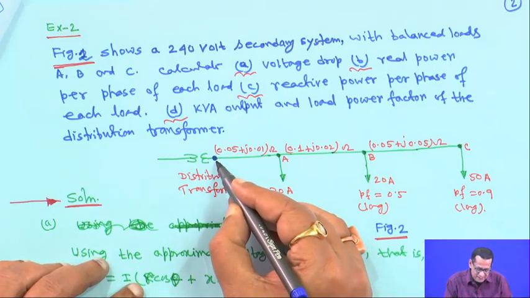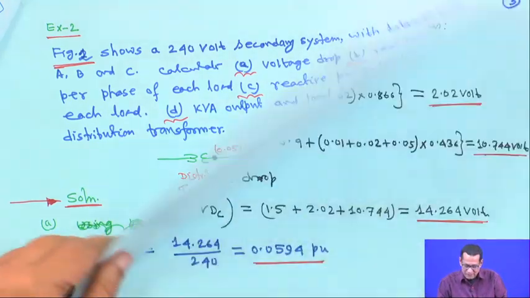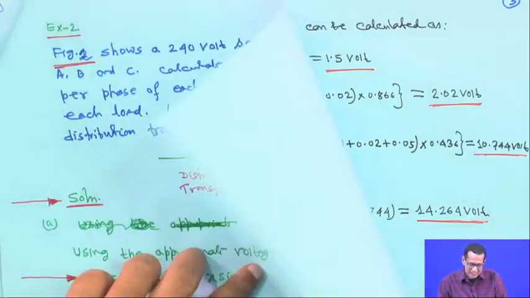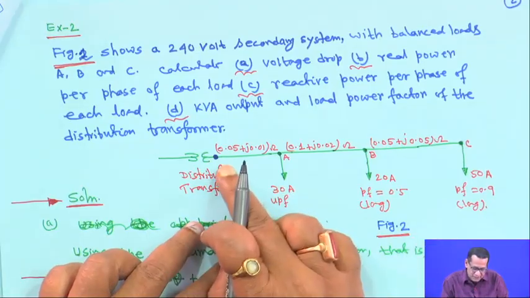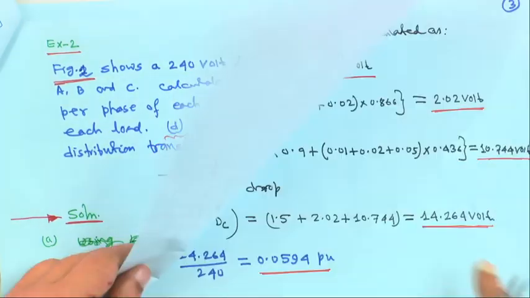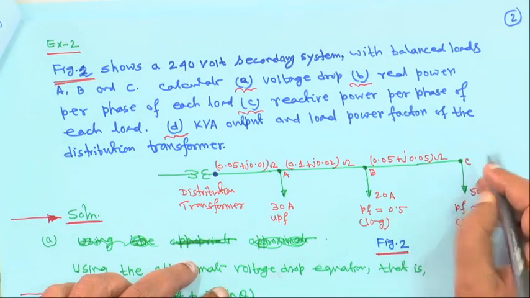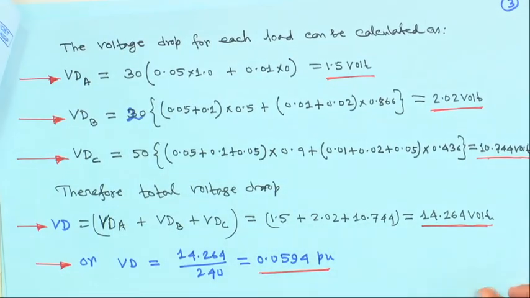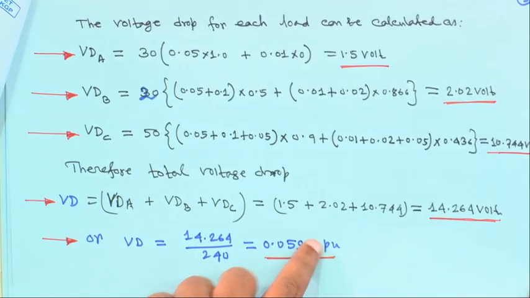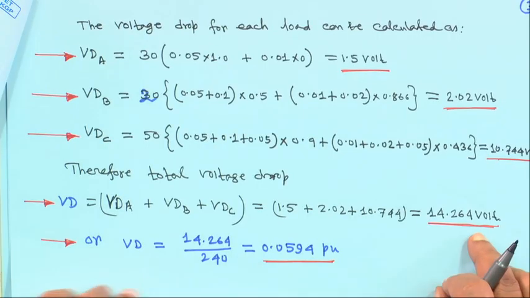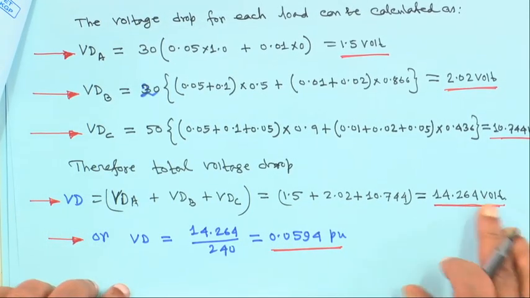So, this point voltage is actually 240 volt, the secondary side of the transformer. That means the total voltage drop of 14.264 means at the tail end of the feeder, at point C, the voltage will be 240 minus 14.264. So, that is the total voltage drop of the line, which in per unit will be 0.594 per unit, right. At the end of the feeder, the voltage will be 240 minus this, that is at point C, right.